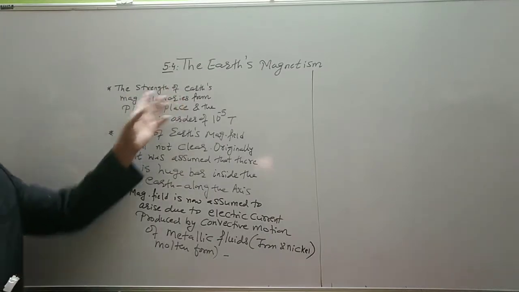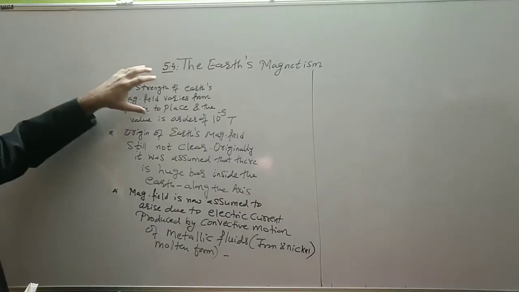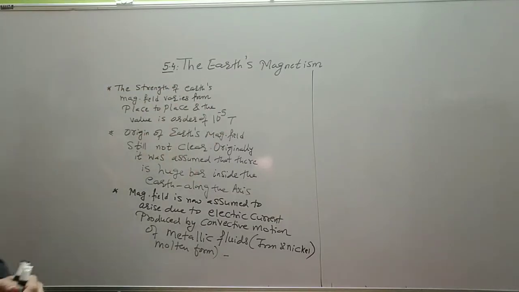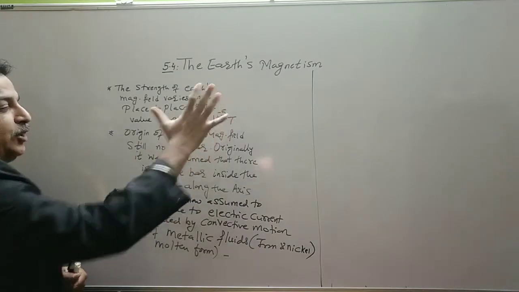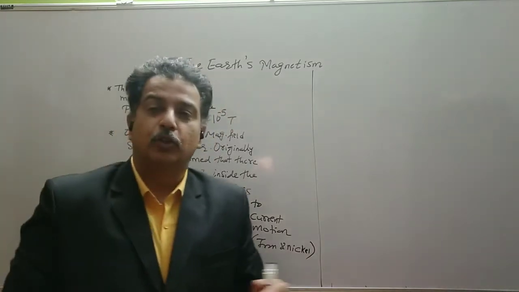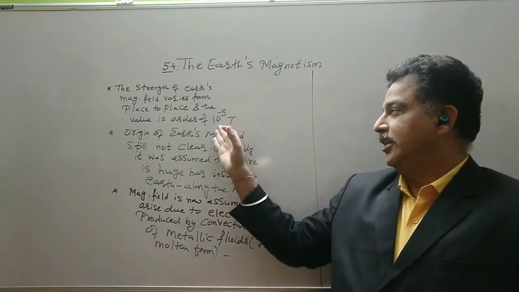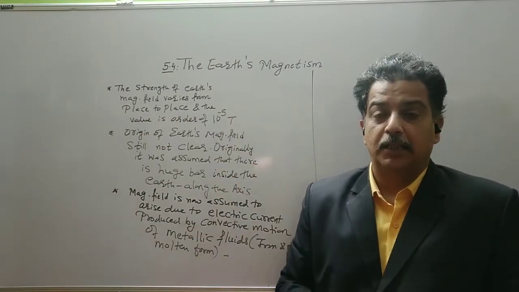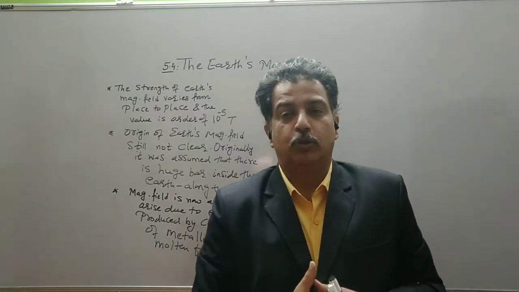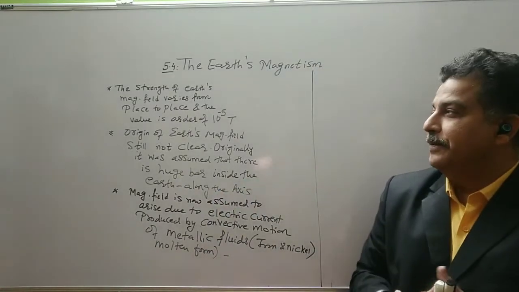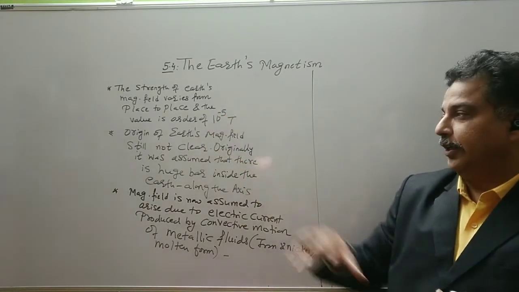Now the strength of the earth's magnetic field varies from place to place. Why it varies from place to place, we will discuss in the next lecture. The value is of the order of 10 raised to minus 5 Tesla. So the earth's magnetic field strength is not very large. It is 10 raised to minus 5 Tesla. Still we have many elements related to the earth's magnetic field. It varies from place to place. This is simply an order.